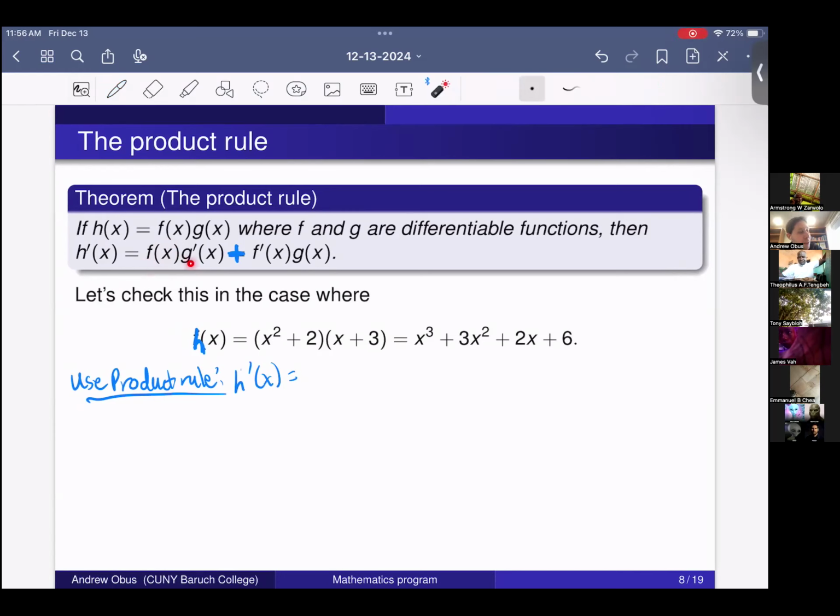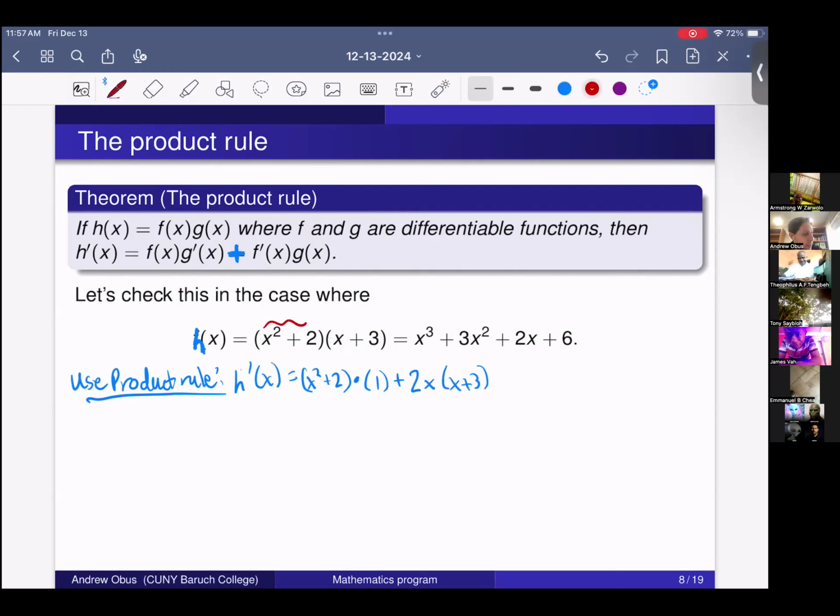The first times the derivative of the second plus the derivative of the first times the second. So the first times the derivative of the second, that's x squared plus 2 times the derivative of x plus 3, which is just 1, right? That's the derivative of x plus 3. And then plus the derivative of the first, the derivative of x squared plus 2, which is 2x, times x plus 3. So plus 2x times x plus 3, right?